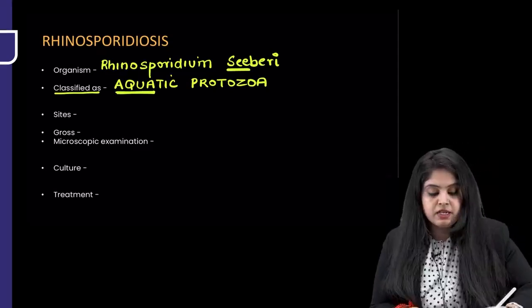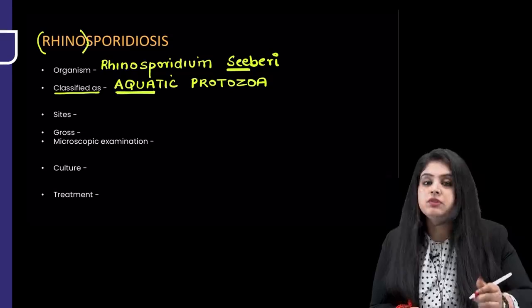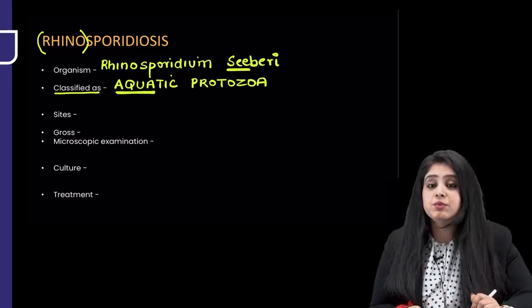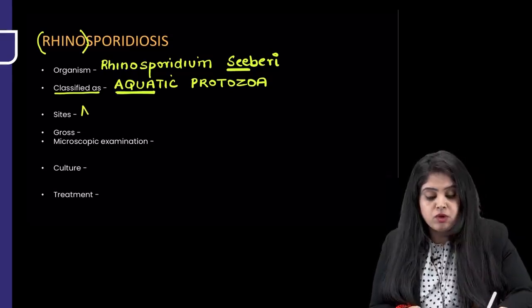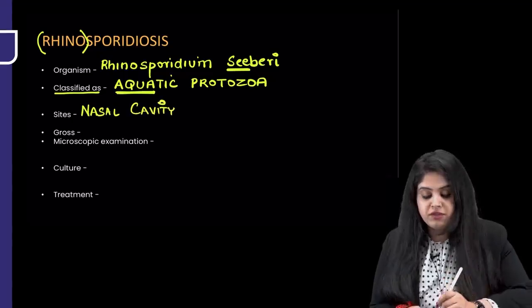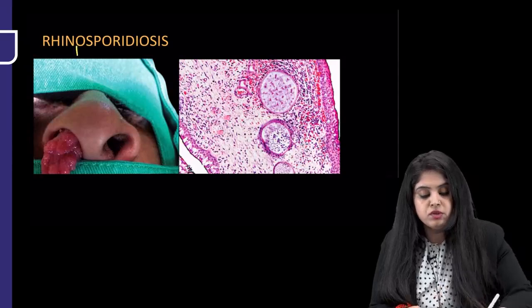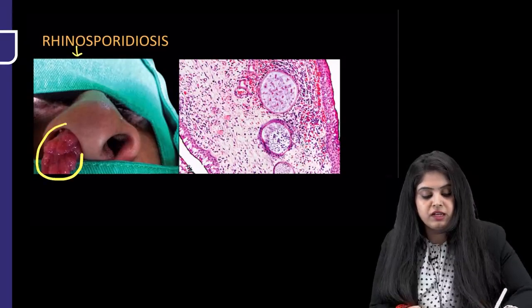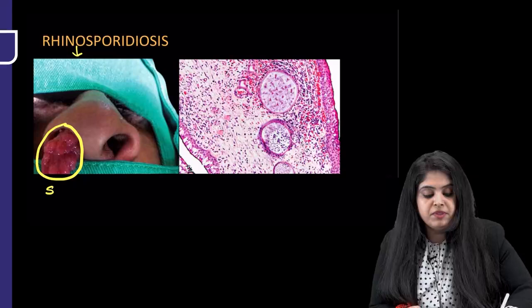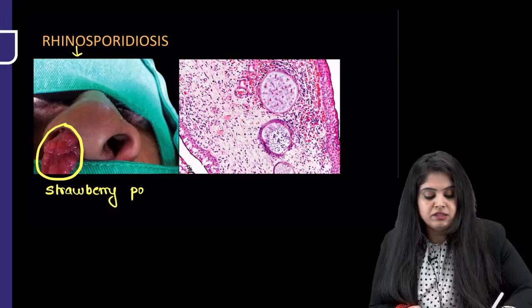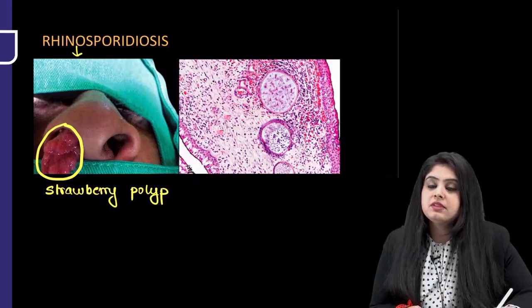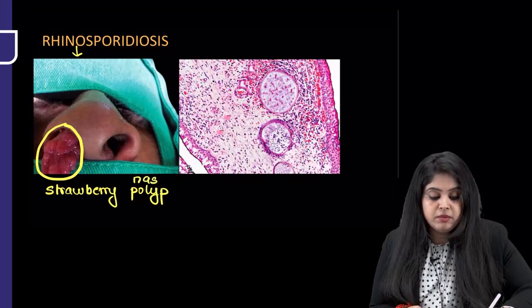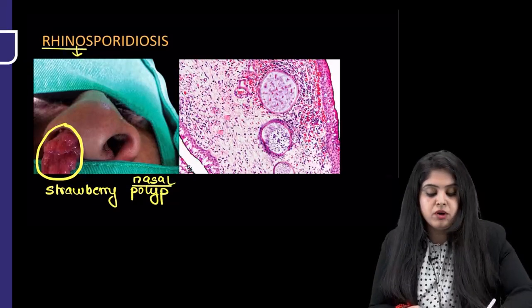All said and done. Now, as soon as I hear the word rhino, it's going to remind me something to do with the nose. So what are the most common sites where you're going to see the infection? It's going to be the nasal cavity. But again, I'll show you a picture. There's a very classical photo for rhinosporidiosis that you have to see. Can you see this classical strawberry polyp that is coming out of the nasal cavity? That is how you define it. So as soon as they mention strawberry polyp, especially strawberry nasal polyp, the nasal word should remind you of rhino.